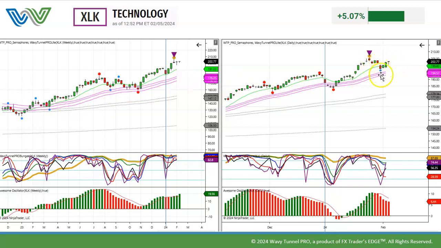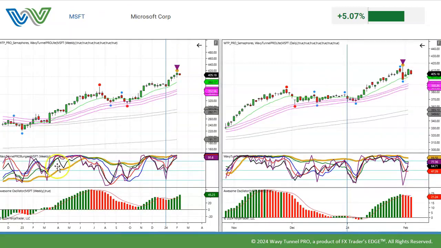And we had a nice correction into the wave on the daily, and that's where the market started to buy it again. We have to watch very, very closely because we are still stretched on the weekly chart. We haven't really retraced down to a buyable level. Looking at the biggest holding, Microsoft, very bullish. Wave above the tunnel on the weekly chart, wave above the tunnel on the daily chart. All dips are buyable on Microsoft.